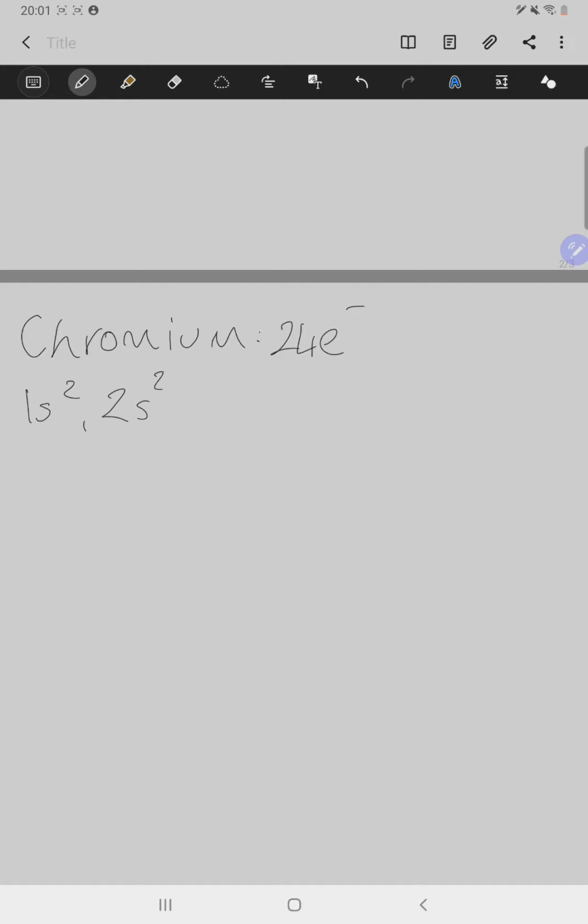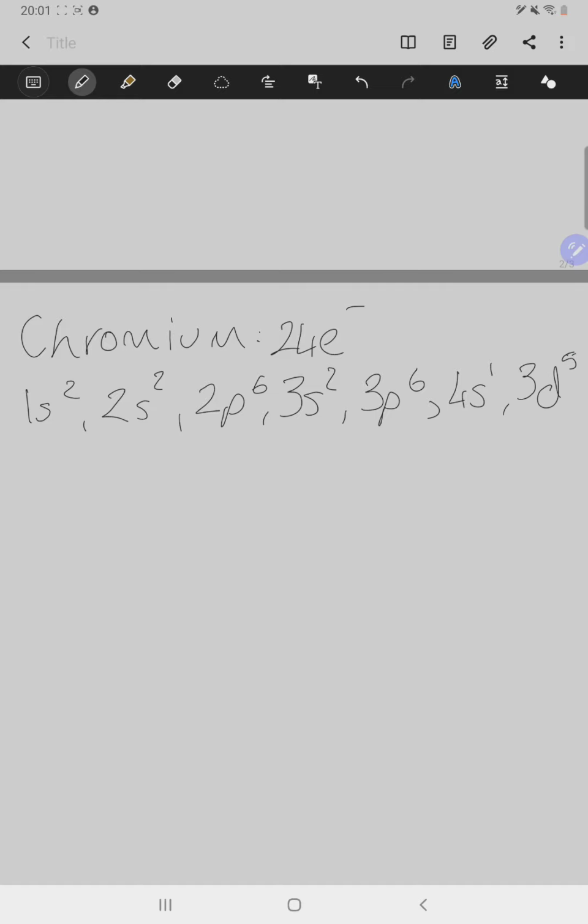1s2, 2s2, 2p6, 3s2, 3p6, and here's where it gets different. If we were to follow the same rule as we normally would, we would have 4s2 and 3d4. But what actually happens is that the 3D sublevel will take one of the electrons from the 4s so that we have 4s1 and 3d5.